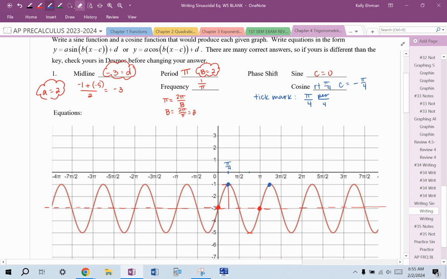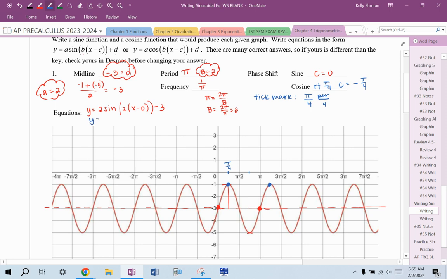Okay, and we have enough for our equations, so scooch this over. Okay, so let's start with the sine graph. So y equals, it's a positive sine graph, so the amplitude is positive 2. Sine of b was 2, parentheses. I'm going to write in x minus 0, and the midline was -3. So there's the sine graph.